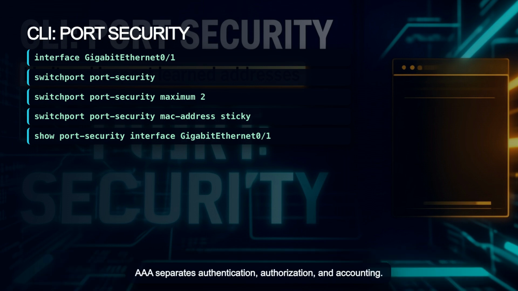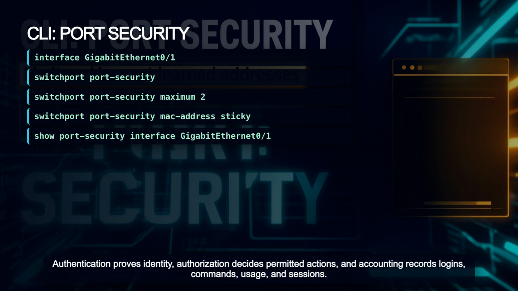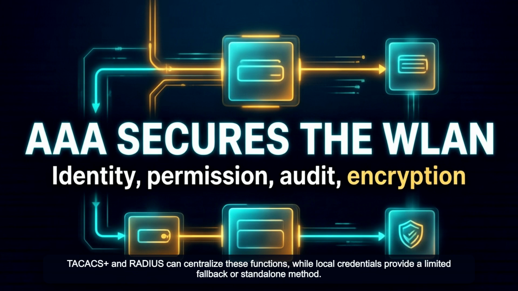AAA separates authentication, authorization, and accounting. Authentication proves identity, authorization decides permitted actions, and accounting records logins, commands, usage, and sessions. TACACS+ and RADIUS can centralize these functions, while local credentials provide a limited fallback or standalone method.